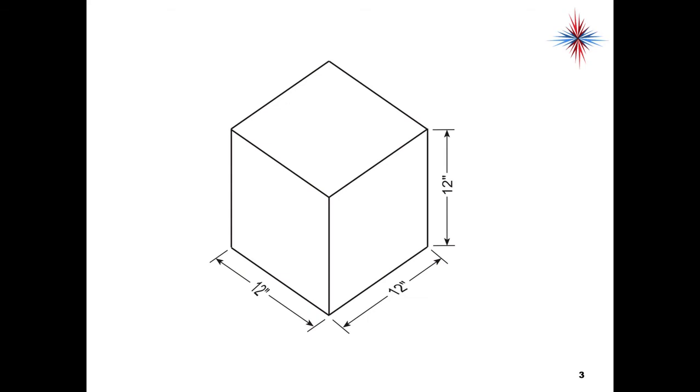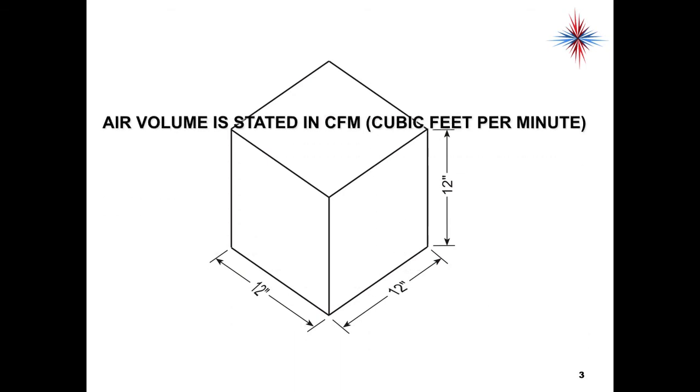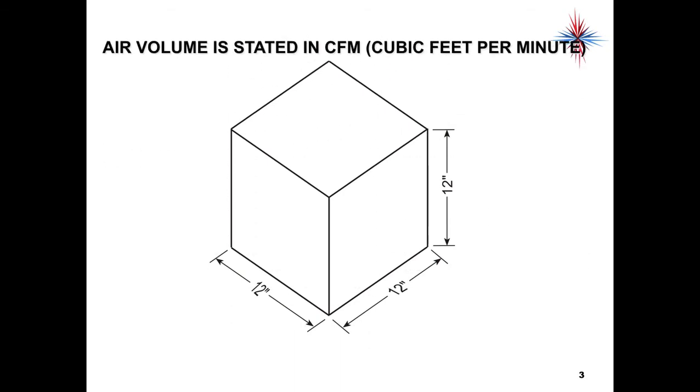Now, we have to remember, a cubic foot, it's basically take a box that's 12 inches wide, 12 inches deep, and 12 inches high. It's a cube. As long as each side of that is 1 foot or 12 inches, that's a cubic foot. Now, when we deal with air volume, it's always in cubic feet per minute or CFM. A cubic foot is width times length times height.